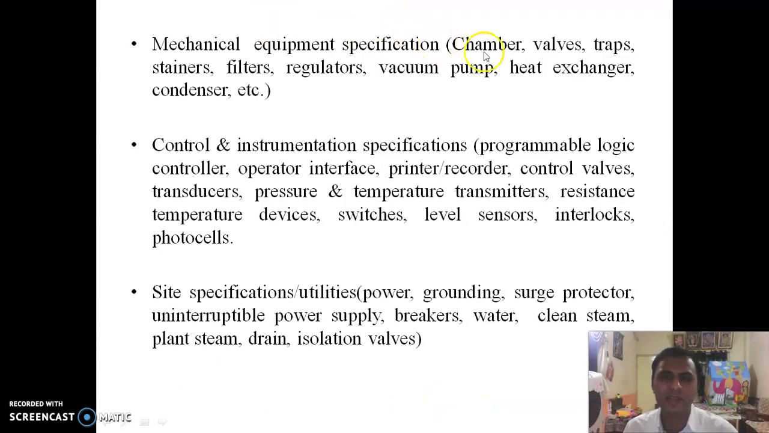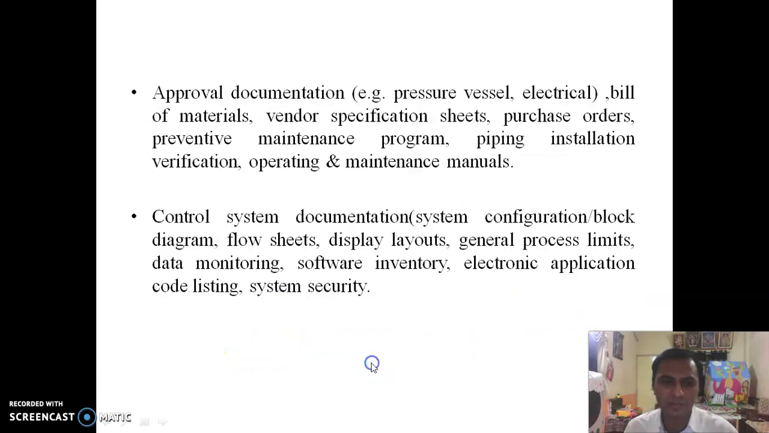Mechanical equipment specification: chamber, walls, traps, strainers, filters, regulators, vacuum pump, heat exchanger, condenser, etc. Control and instrument specifications: programmable logic controller, operator interface, printer, recorder, control valves, transducers, pressure and temperature transmitters, resistance temperature devices, switches, level sensors, interlocks, photocells. Site specifications or utilities: power, grounding, surge protector, uninterruptible power supply, breakers, water, clean steam, plant steam, drain, isolation valves.